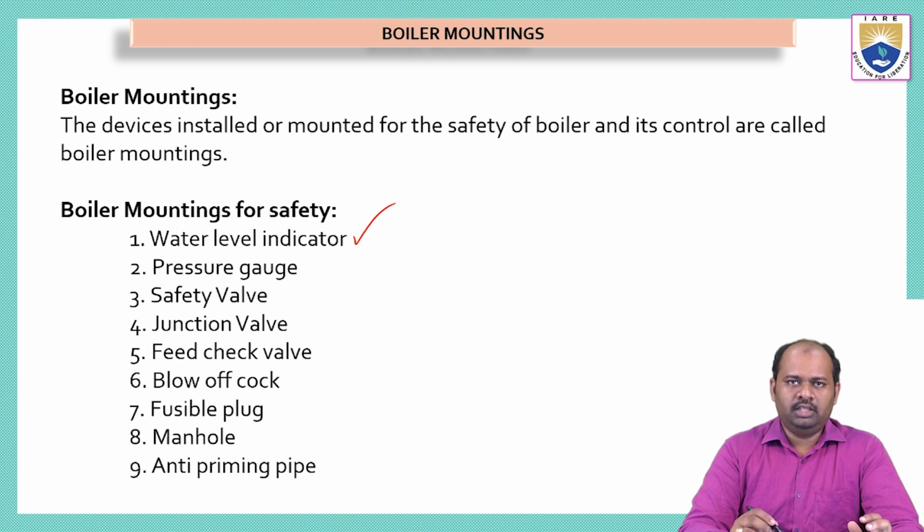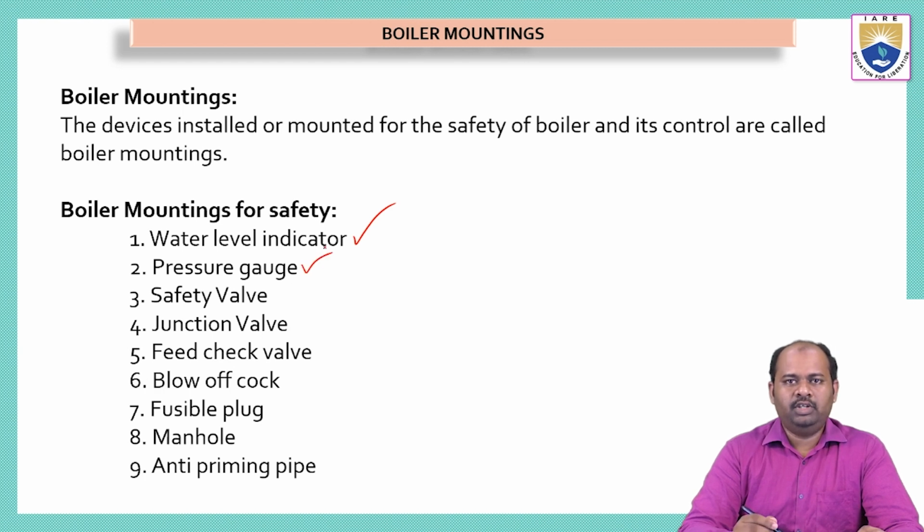The water level indicator is the device which indicates the level of water inside the boiler. We know a boiler is a big structure, very tall, with a height of about 100 meters. The boiler contains water inside a closed tank. We don't know how much water is present inside because there is no opening for a human being to see the level of water from outside. So we should have an indicator which indicates the level of water inside the tank.